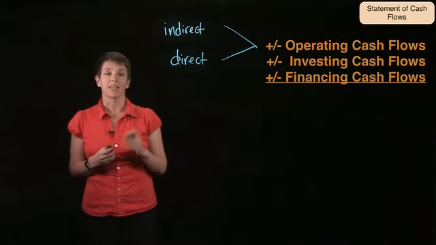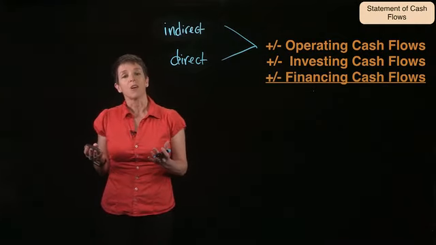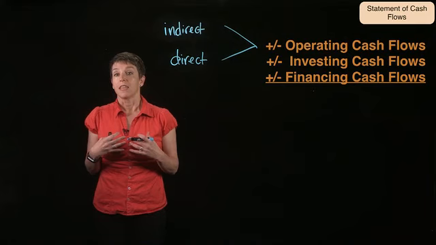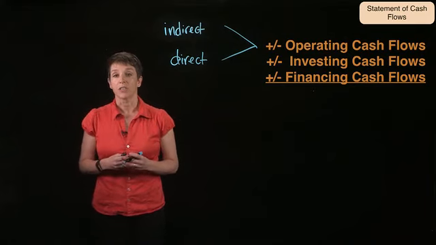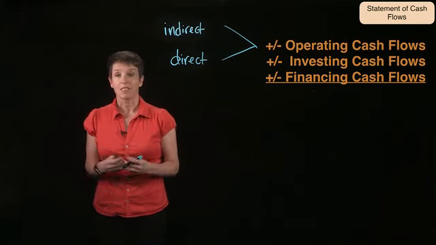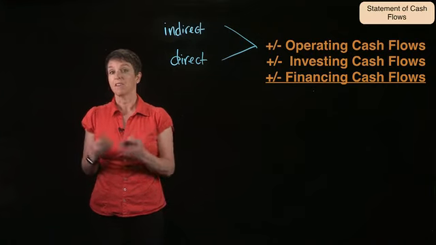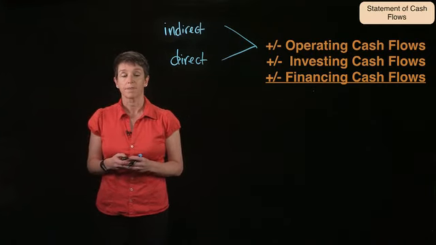Finally, we have the financing section. This is the area where we get to see what the company did to finance their operations. Did they borrow money? Did they sell stock? Did they pay dividends to their stockholders?